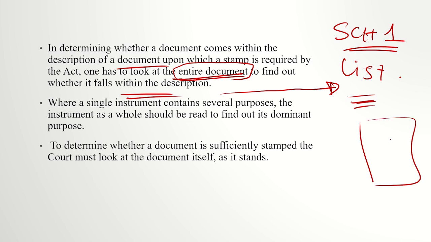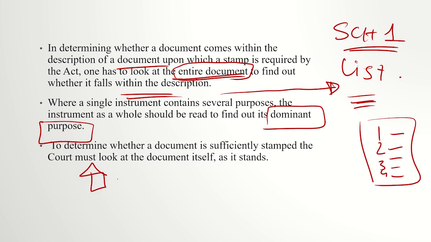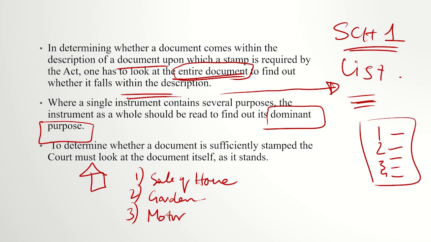That means one document has 1, 2, 3, 4 different purposes. Then we should check what we call the dominant purpose. So I may be selling my house. In the agreement, I have the first point, sale of house. Then the second point, there is a garden in front, sale of the garden. Then the third point, I have some motor which I am selling, which is attached to the house. Then fourth, something else. So there are 4 points.